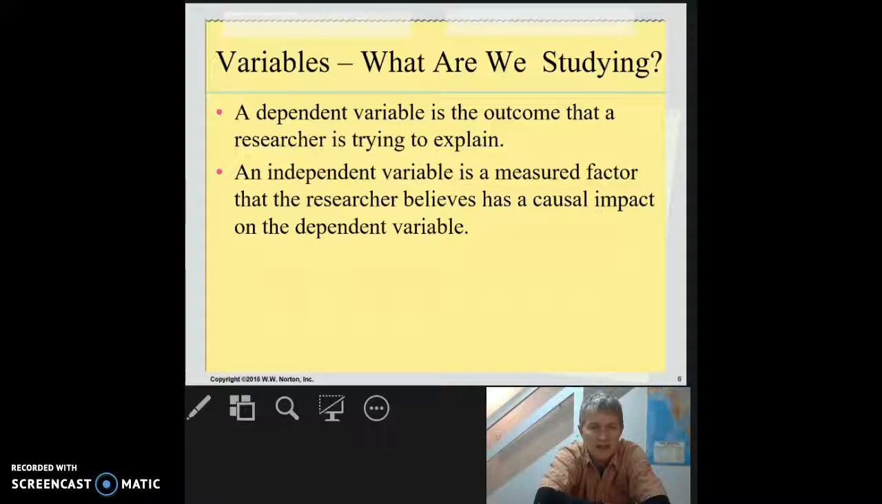So something that varies. That's what a variable is. Something that varies. Men versus women. Religious preference. Are you a Catholic? Are you a Jew? Are you a Muslim? Are you a Protestant? Or are you agnostic? Do you have a college degree? Do you not have a college degree? Those are variables. And that's what we study in the social sciences.